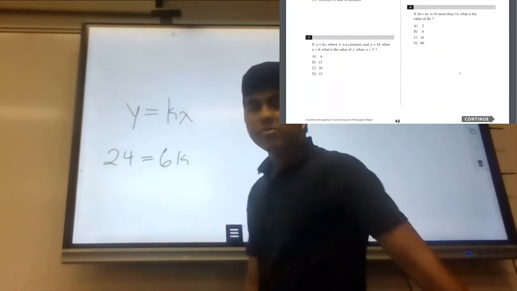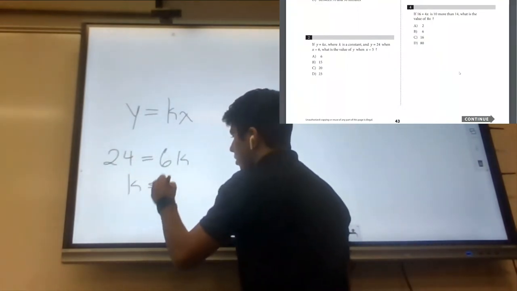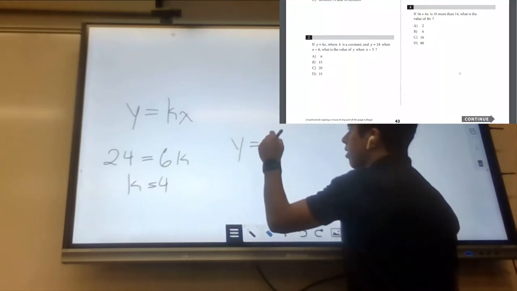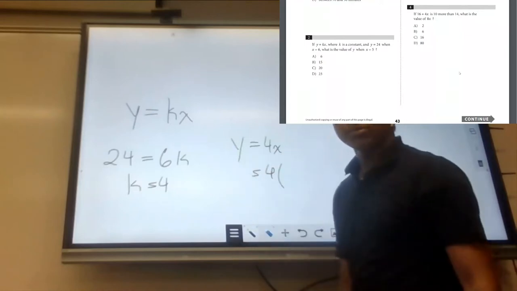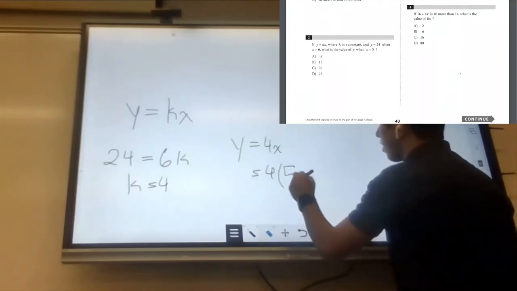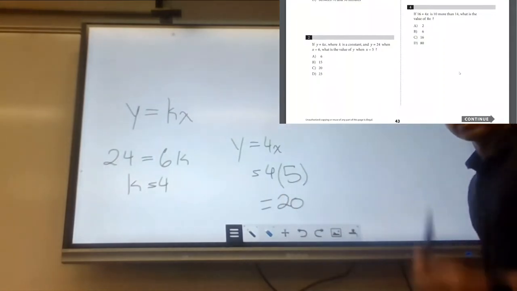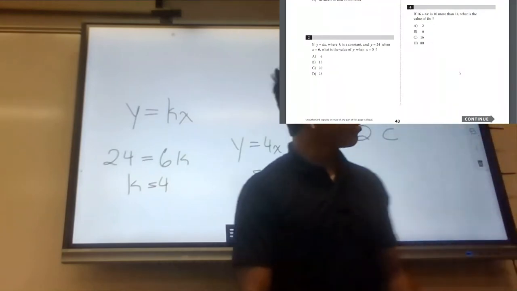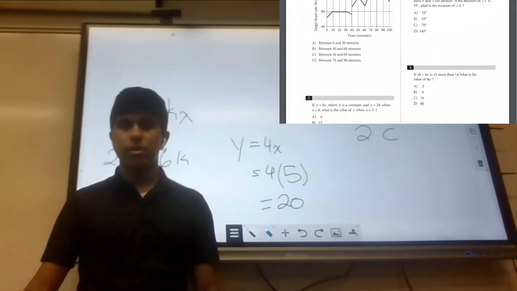Well, it seems pretty basic here that we can just divide by 6 and figure out that k equals 4. We still have y equals kx, which is now y equals 4x, which is going to be 4 times x equals 5. So 4 times 5, which is 20. So 20 is choice C. For question number two, the answer is choice C. And we can keep going to the next question.